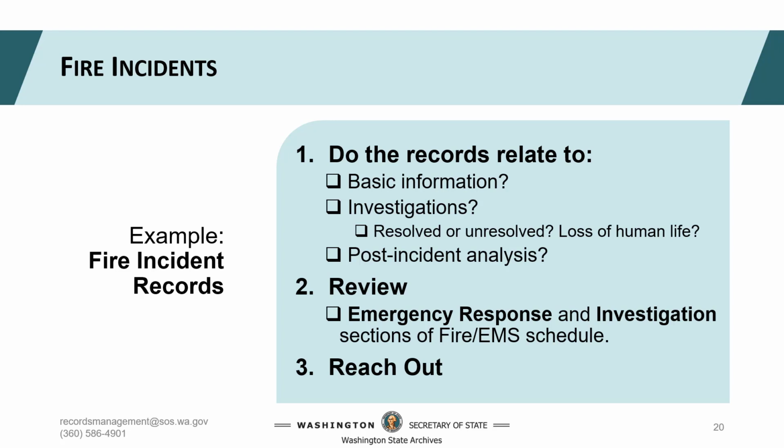There are 2 main factors which determine the record series for fire incidents: whether the incident involved the loss of human life, and whether the investigation is open or active, or closed or resolved. Consider the variables at play, and you'll get closer to the appropriate record series. And if you don't, the records management team at the Washington State Archives is here to help.